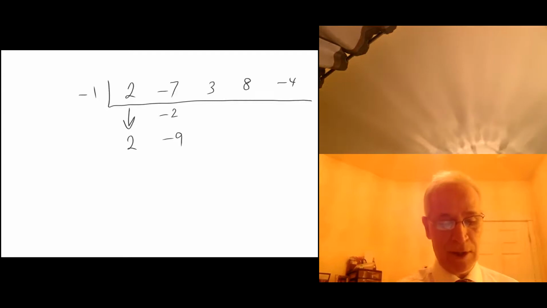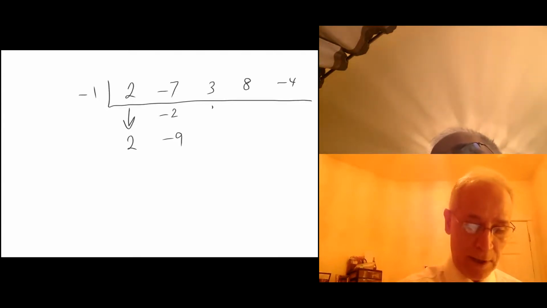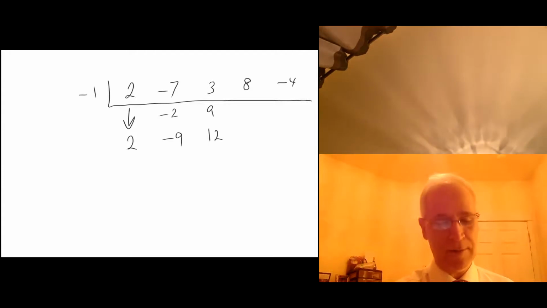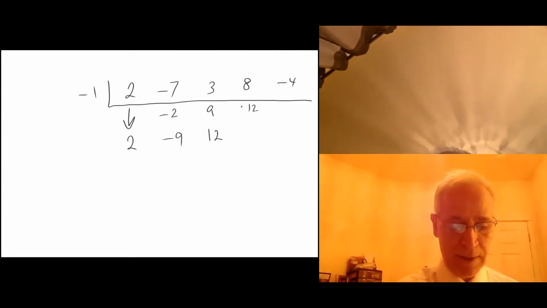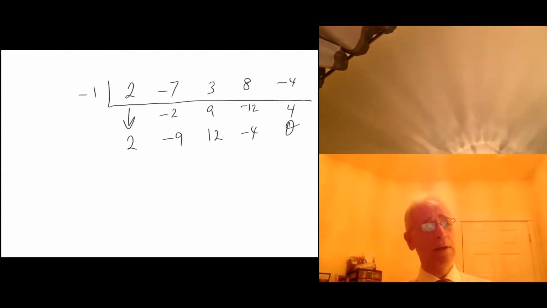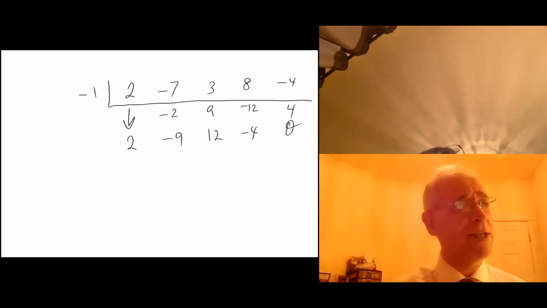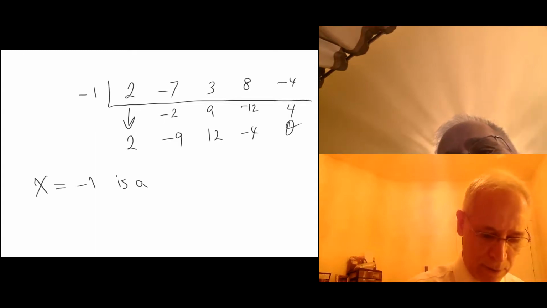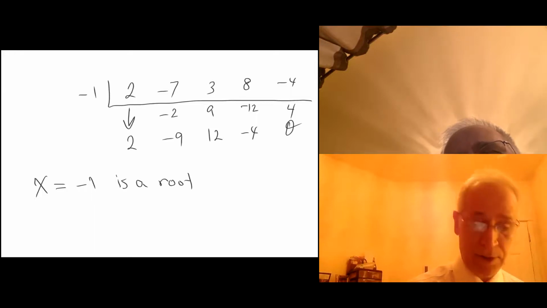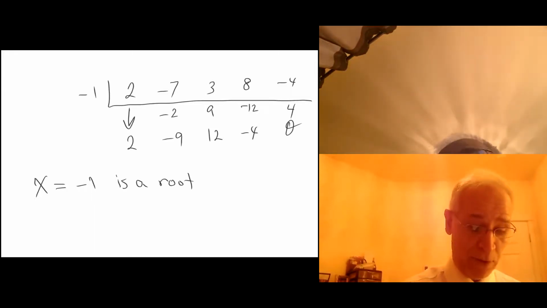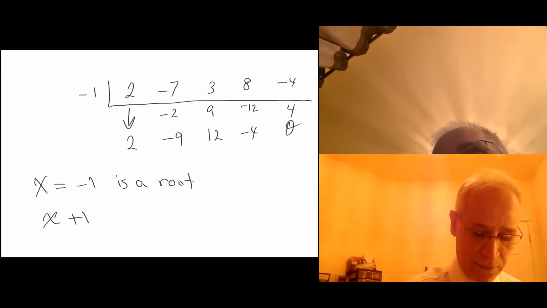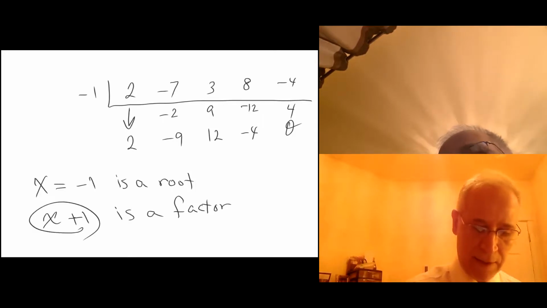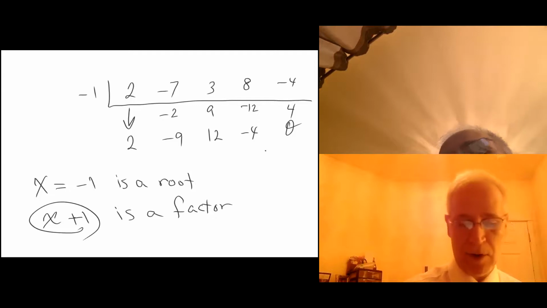Negative 9 times negative 1 is positive 9. Add them together, 12. 12 times negative 1, negative 12. Add them together, negative 4. Negative 4 times negative 1, positive 4, and add them together. You get remainder of 0. So x equals negative 1 is a root. And adding 1 to both sides, now I can claim that x plus 1, therefore, is a factor. So here's one factor here, and the rest of them are in here.